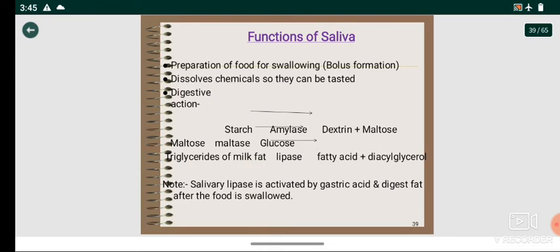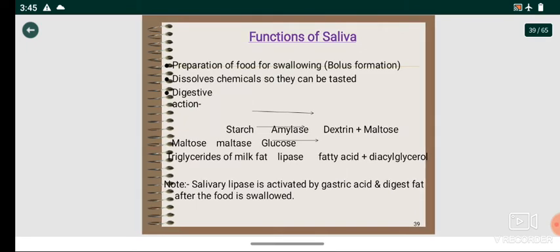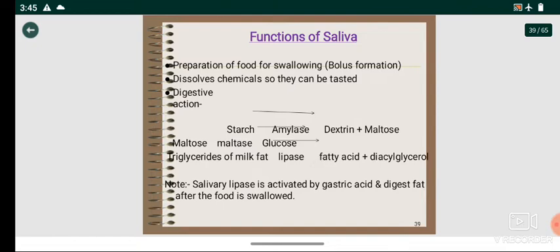So we could say it also has some gustatory function, because saliva dissolves the chemicals, or saliva converts the food ingested into a solution so that the taste buds can be innervated. Taste buds can only be innervated when the saliva gets mixed with the food. So it is also helpful in the sensation of taste.